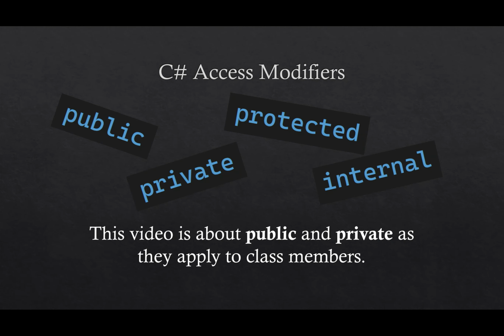C# actually has 4 access modifiers: public, private, protected, and internal. And these can apply not only to the members of a class or struct, but also to a class itself, or to other top-level things like interfaces and delegates and so on. But for the purposes of this video, we're just going to talk about public and private, and we're only going to talk about how these are used in order to control access to members of a class or struct.